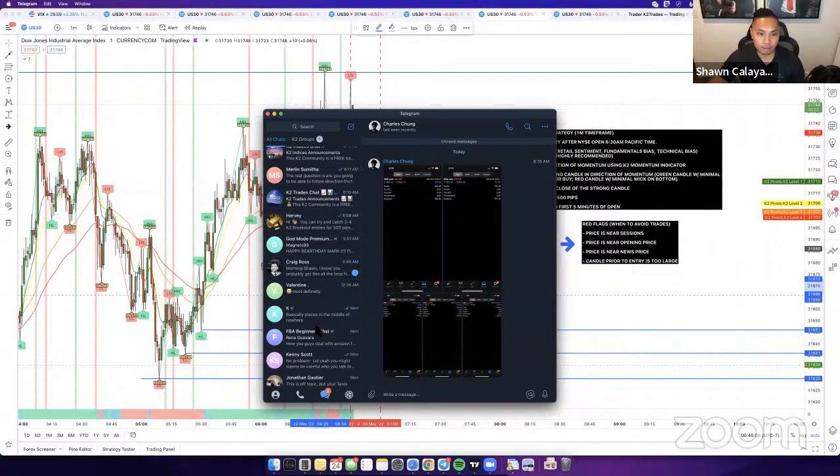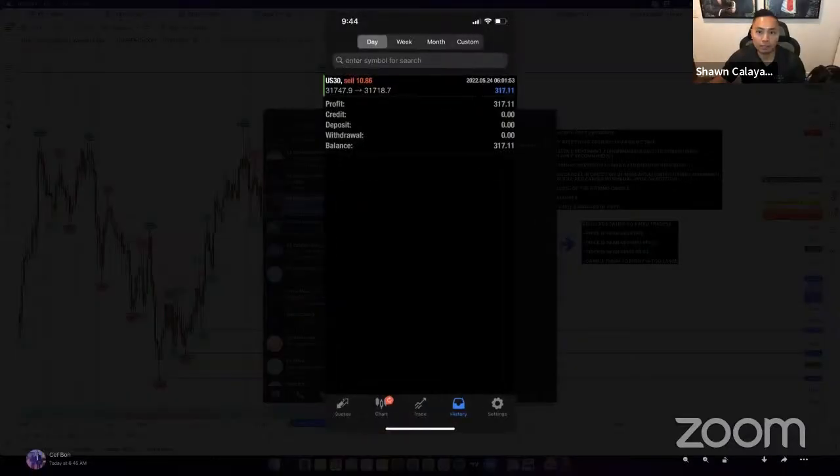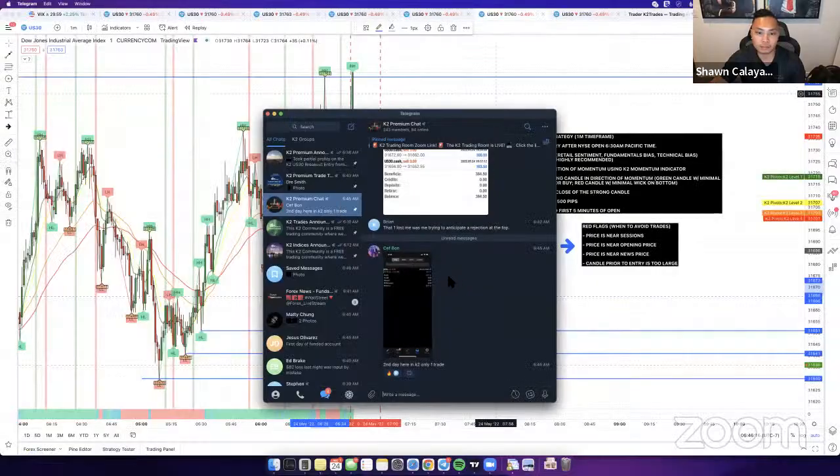Other than that, I think that's about it for right now. Seth over here said second day in K2, only one trade. Took the breakout, locked in a total of 317. Nice work, Seth.